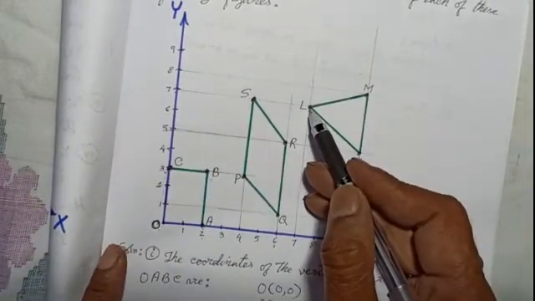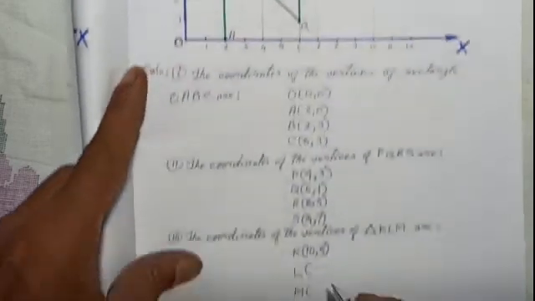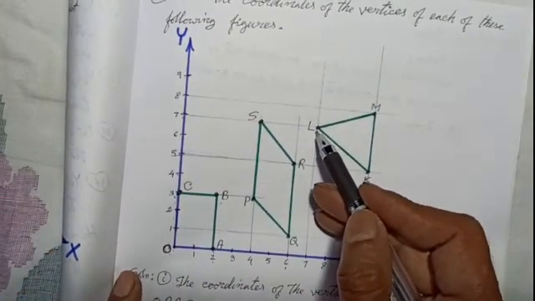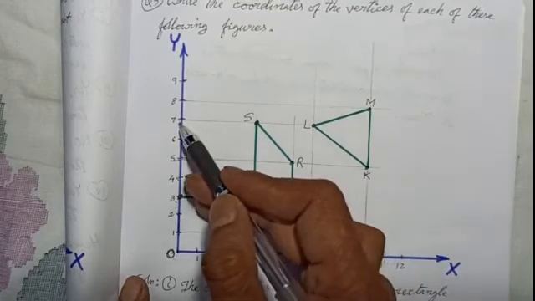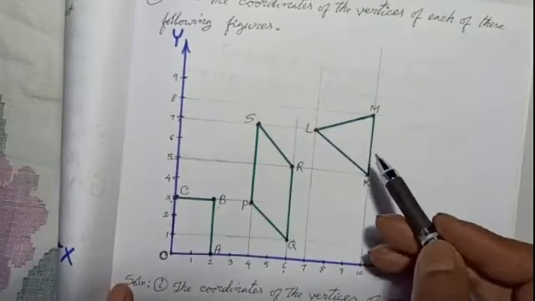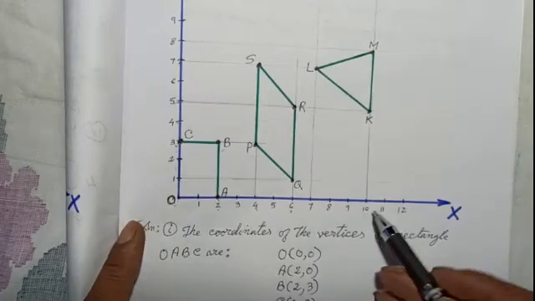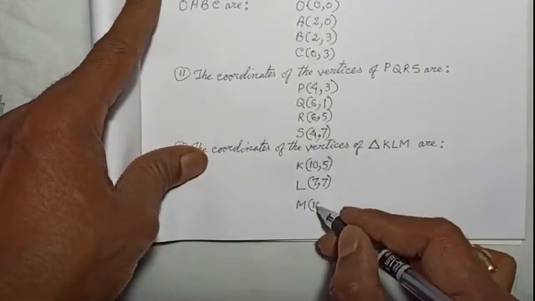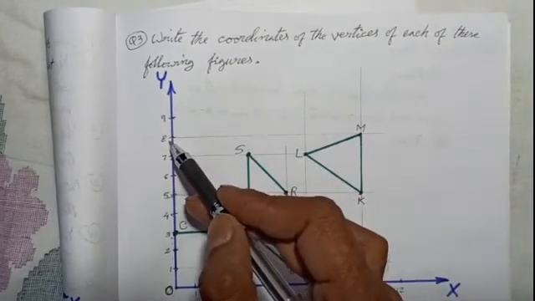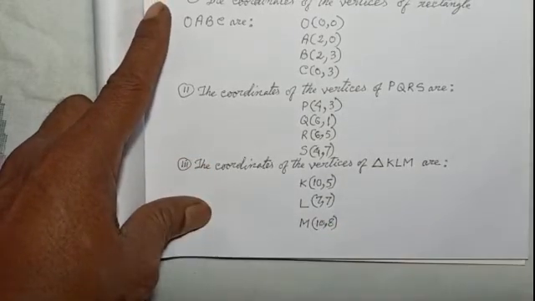For L, the value on the x-axis is 7. For the point L, the value on the y-axis is also 7. So 7, 7. For the point M, the value on the x-axis is 10. So 10. For the point M, the value on the y-axis is 8. So 10 and 8. Here, Roman number 3 is over.